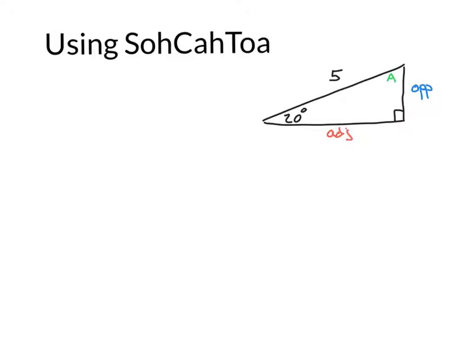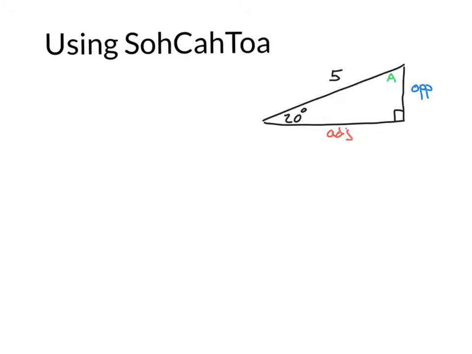So in a right triangle, there's generally 6 pieces of information. You've got the 3 side lengths, and you've got the 3 angles. And if we have an angle and one of the sides, I'm able to figure out what the other angle is and what the other side lengths are. So we're going to go through that process and see how we can use SohCahToa.